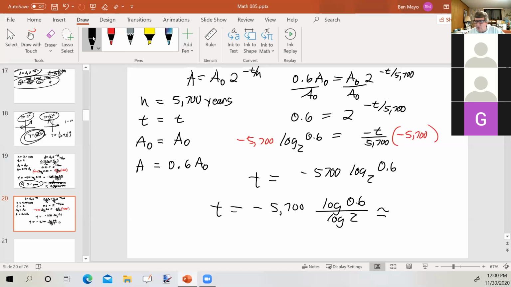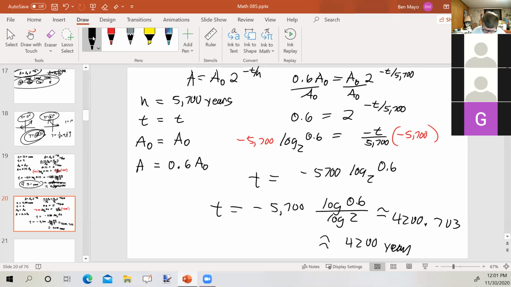And again, I could be using natural log, I just don't. So negative 5,700 log of 0.6, close that up, divided by log of 2, close that up, and I'm getting 4,200.703, et cetera, and we're going to say about 4,200 years. Okay. Any questions on that? No. Okay. Let's take a look at this one.